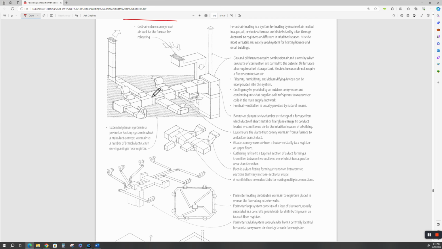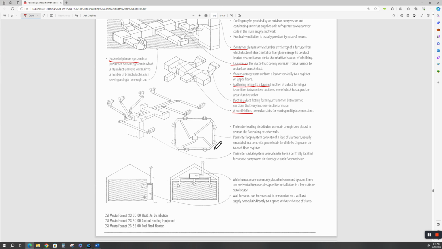All right. There's gas oil furnaces. There's wood pellet furnaces. There's natural gas furnaces. You name it. Okay. So he goes through a bunch of definitions. What's a bonnet? What's a leader? What's a stack? Gathering refers to a tapered section. The boot, what's a boot? What's a manifold? What's an extended plenum?